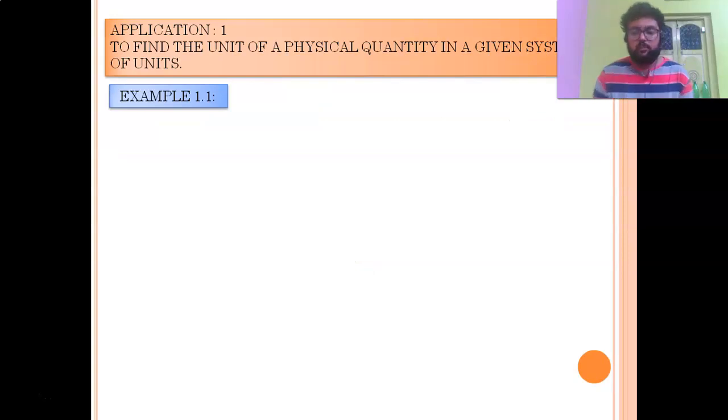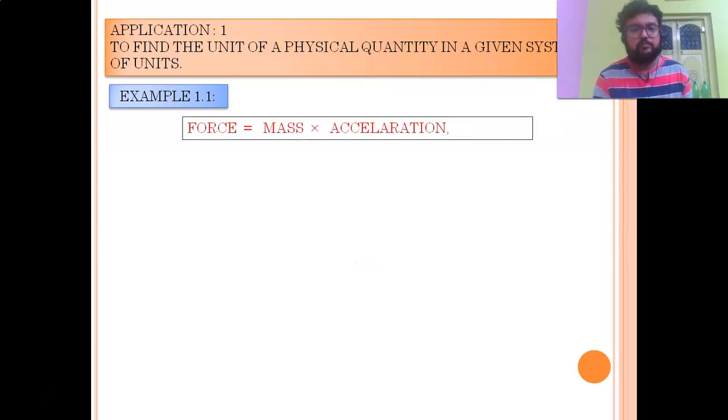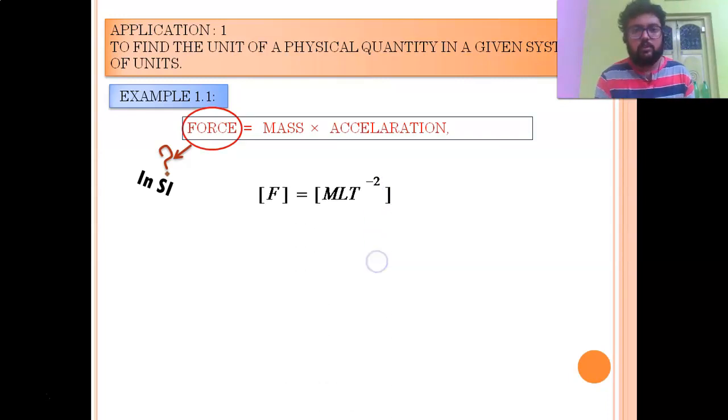Now for the first application, to find the unit of a physical quantity in a given system of units. Let us have an example. Here we need to find the unit of force in the SI unit system. Now from equation 1 we know that F is equal to MLT to the power minus 2. Note that here we always represent the dimension in terms of fundamental quantities like M, L and T.